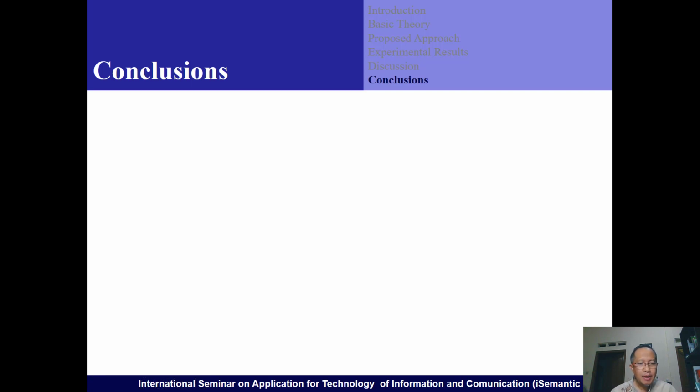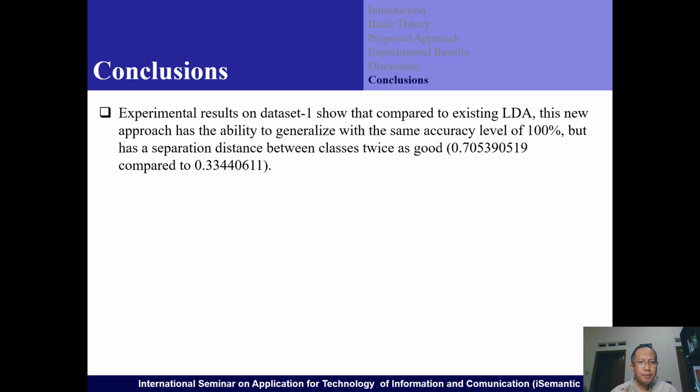So the points are: experiment results on dataset 1 show that compared to the existing LDA, this new approach has the ability to generalize with the same accuracy level of 100%, but has a separation distance between classes twice as good, 0.7 compared to 0.33.